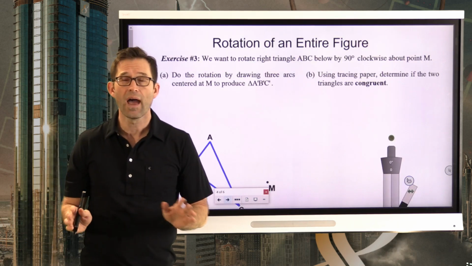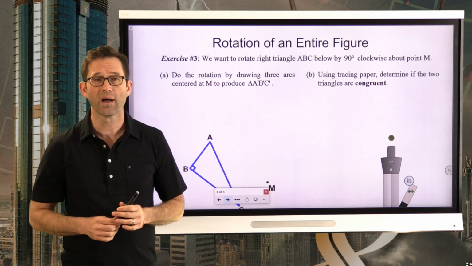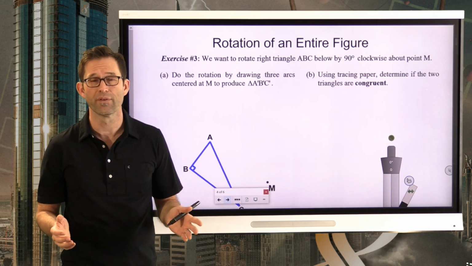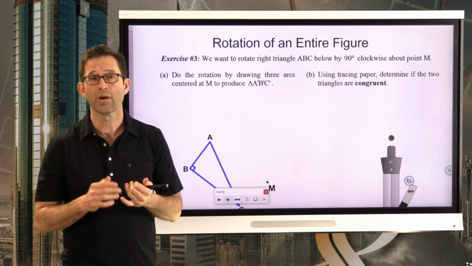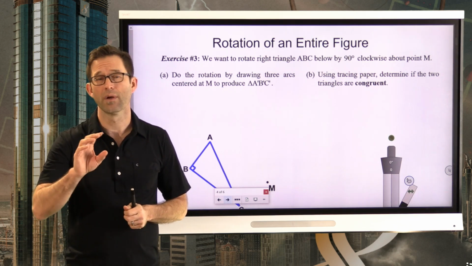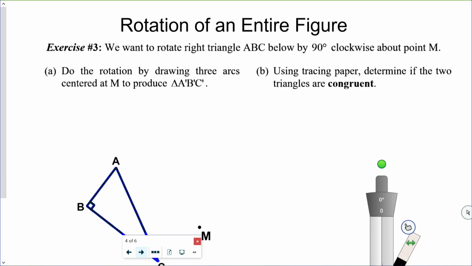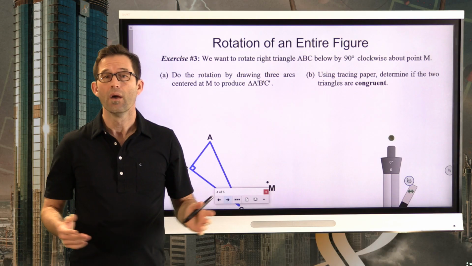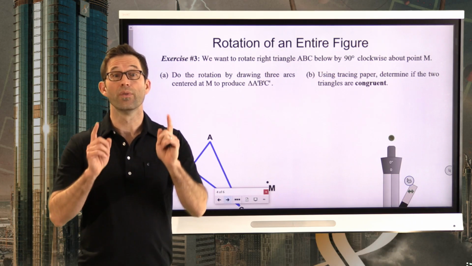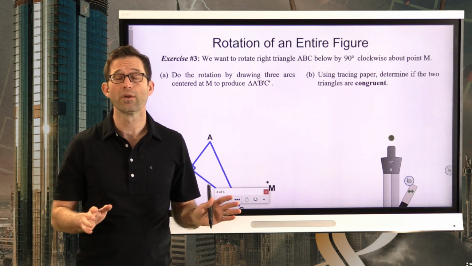All right. Now, the last thing and the hardest thing that we can possibly do with rotations is to rotate an entire figure. Because every time we've got to do this, draw in the arc, measure the angles, etc., etc. Let's do that once in exercise number 3. Exercise number 3, we want to rotate right triangle ABC below by 90 degrees clockwise about point M. Letter A, do the rotation by drawing 3 arcs centered at M to produce triangle A', B', C'. Okay, yet again, why don't we do one of them together, then we'll have you do the other 2 by yourself, and then you can draw in the right triangle, etc.